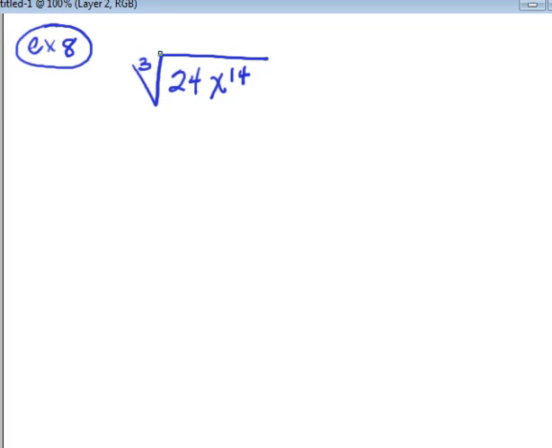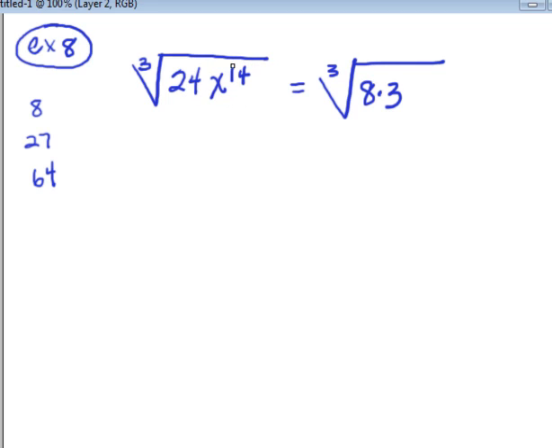In exercise 8, we want to reduce this radical. This is a cube root. So we're looking for a perfect cube that's a factor of 24. Alright, so let's remember our perfect cubes. We have 2 cubed is 8, 3 cubed is 27, 4 cubed is 64. Alright, so 8 times 3 is 24, so 8 is the factor that we're looking for. So we write 24 is 8 times 3.